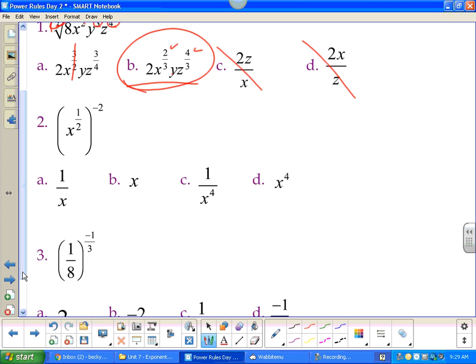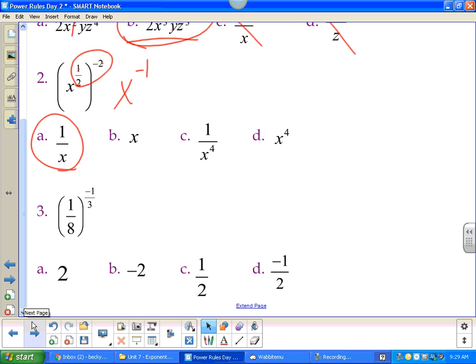Okay, now number 2, this is not one you can type into your calculator because it has an X in it. So this one you have to deal with. When you have a power to a power, you multiply. My little trick works here. 2 goes into negative 2, negative 1 time. Negative 1 times 1 is negative 1. Negative power means he's unhappy, which means you need to move him to the bottom.